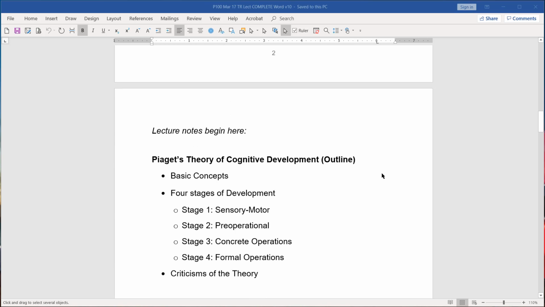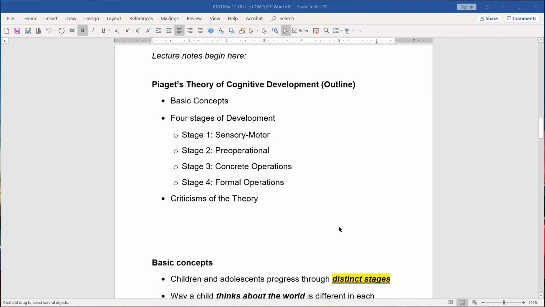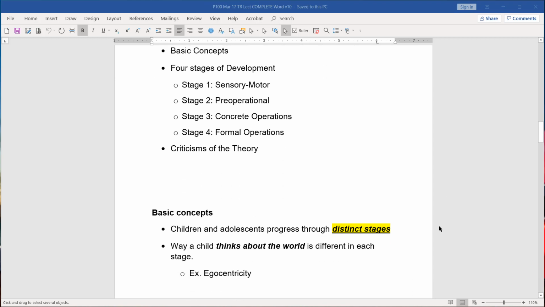Here's my outline for today's lecture: Piaget's theory of cognitive development. I'm going to go over the basic concepts in Piaget's theory. Why is it that his theory is considered so important in psychology and education and other fields? I'll spend most of my time talking about the 4 stages of cognitive development according to Piaget's theory, and wrap up by talking about some of the criticisms of Piaget's theory. Let's begin with basic concepts.